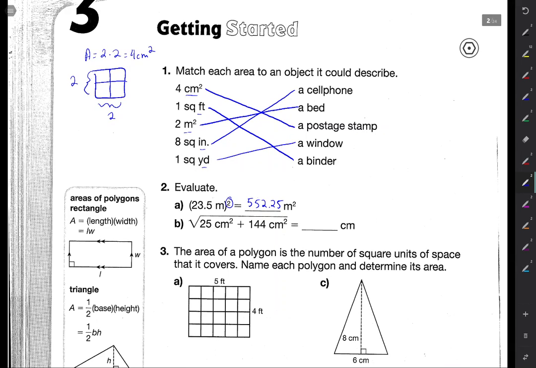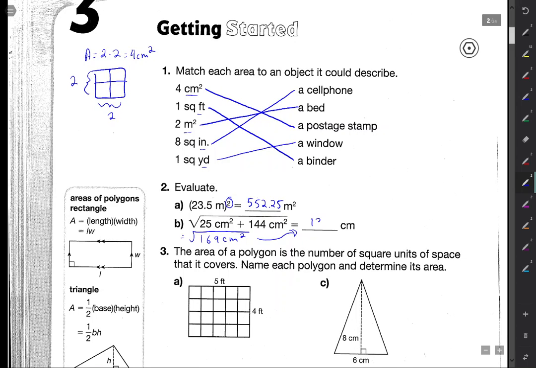So let's start by adding those two numbers together. 25 plus 144 is 169 centimeters squared. And if we square rooted that, we get 13 centimeters.